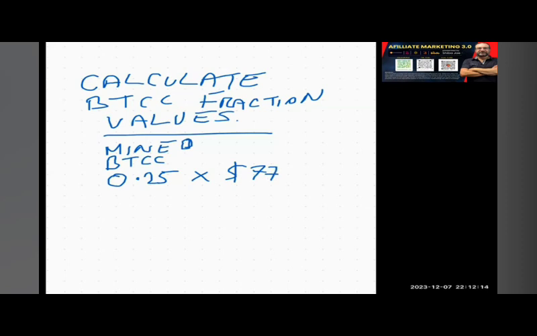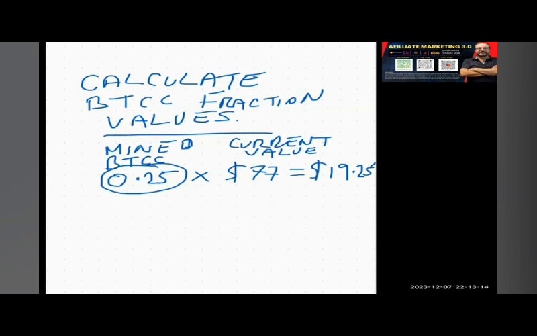You multiply the part of the BTCC that you've mined by today's value. So 0.25 BTCC by current value. If you do that multiplication, you'll see that a quarter of a BTCC is worth $19.25. Now you can see if that's correct, because if you divide 77 by 4, it will come to exactly that number. So you can verify that you've done that correctly.